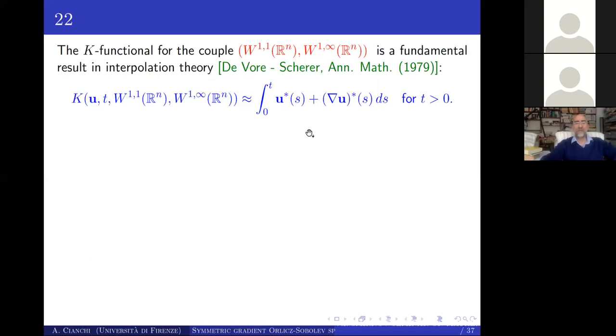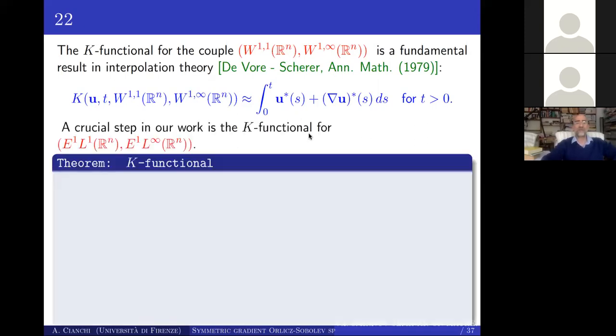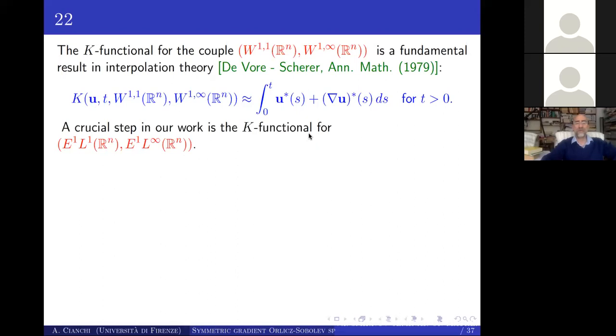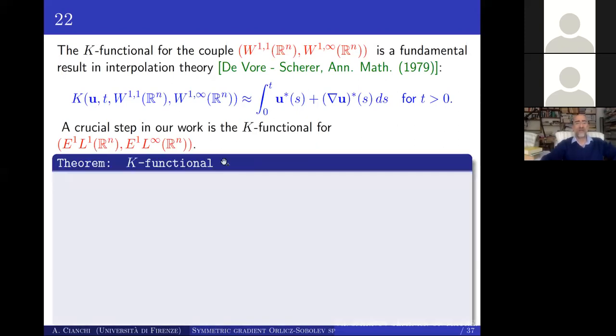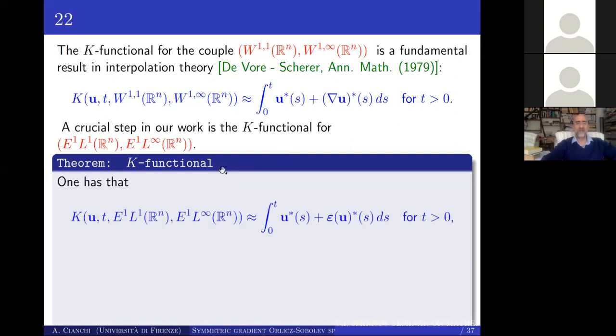So a main point in our paper was to find an analogous result for symmetric gradient spaces, which apparently was not known in the theory. And the result for this is the following: the K-functional has exactly the same structure as the one for full gradient spaces, save that, as expected, on the right-hand side, instead of taking the rearrangement of the gradient, one has the rearrangement of the symmetric gradient.